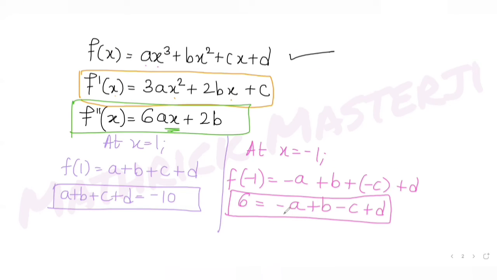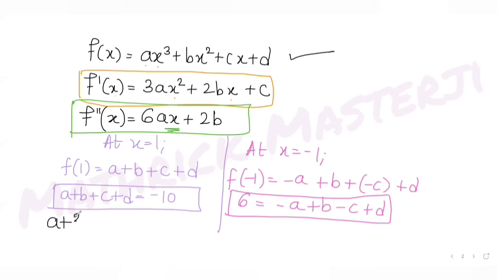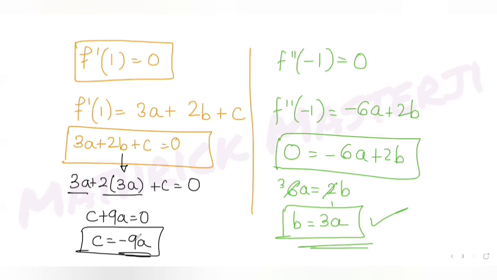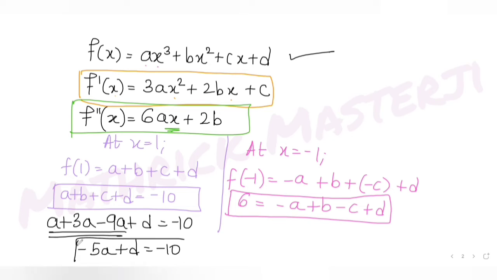Let's put it in the two equations. I have a plus b, which is 3a, c is minus 9a, plus d equals minus 10. So from this equation I have a plus 3a, 4a. 4a minus 9a is minus 5a. So minus 5a plus d is minus 10.